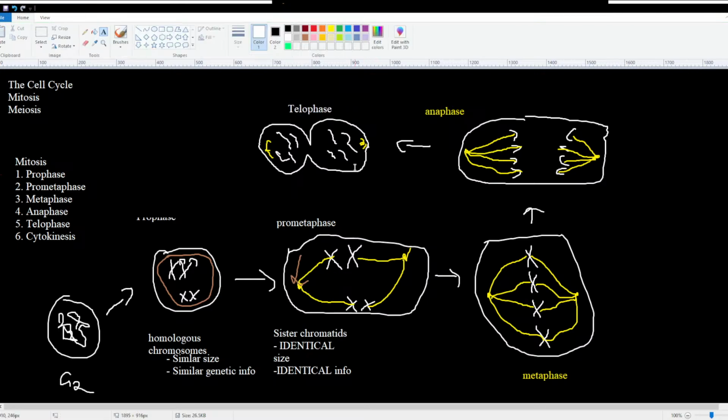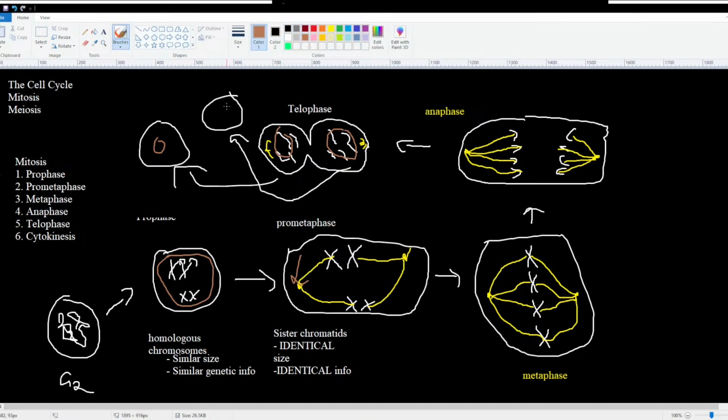And then after telophase is cytokinesis. In cytokinesis, we have one cell here, and another one here. Oh, by the way, the nuclear envelope starts to reform. So that's where the nucleus is. So then we have the nucleus with all the DNA in it.